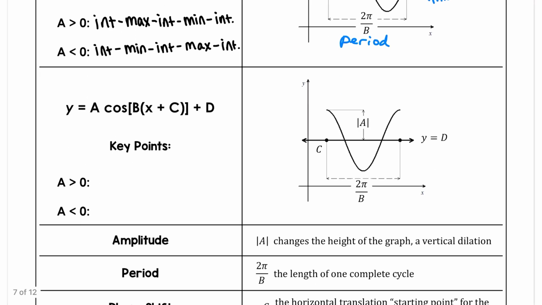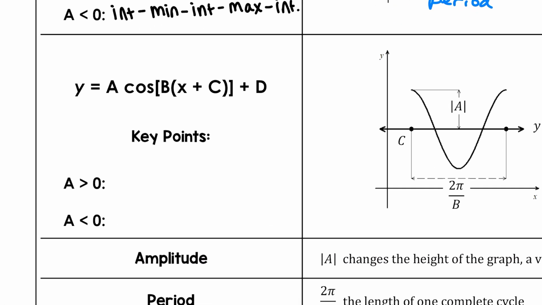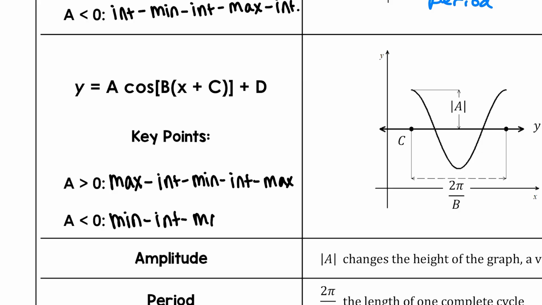Alright, and now onto a cosine graph. Our key points for just a regular standard positive cosine graph, we are going to start out at a maximum, then go to an intercept, minimum, intercept again, and back up to a maximum. Right, but then if it's negative, instead of starting out at a maximum, we'll start out at a minimum. Then intercept, maximum, intercept, back down to a minimum.